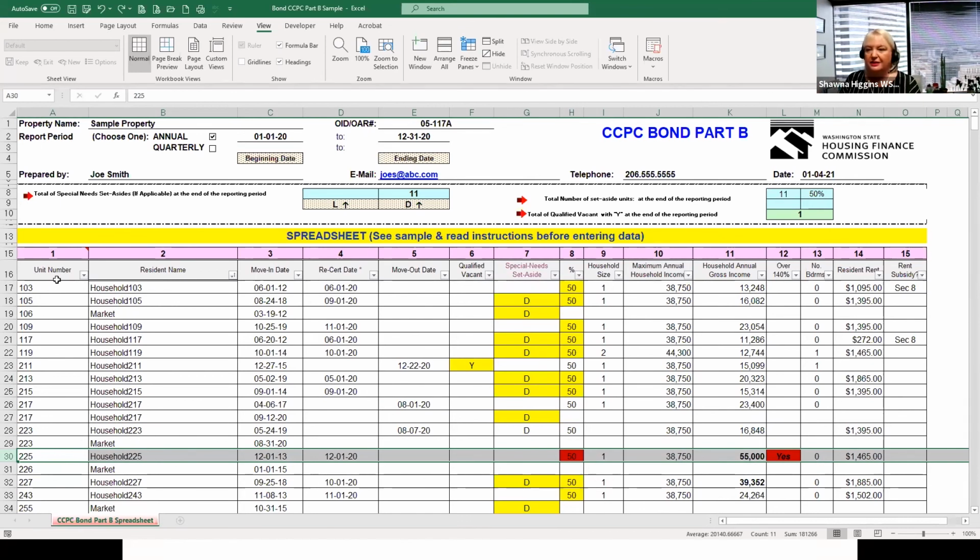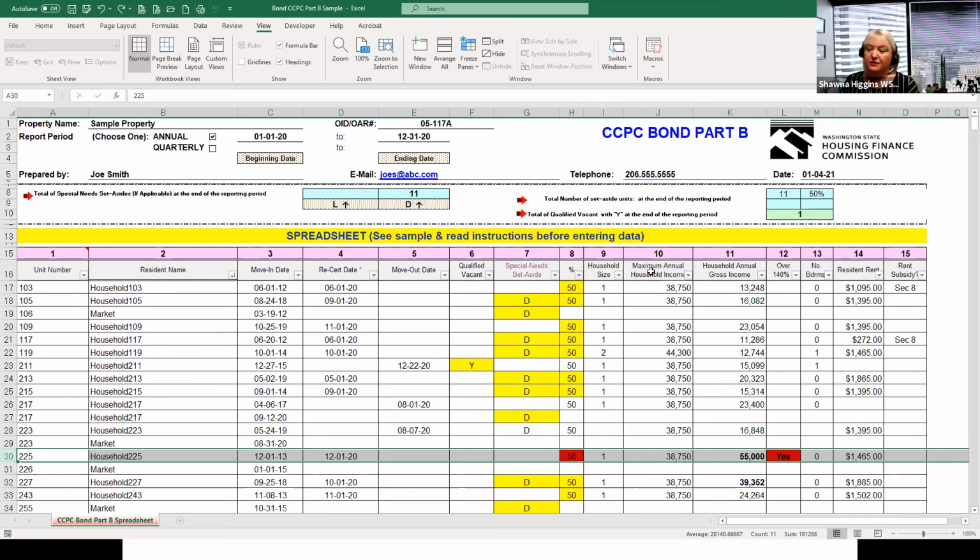So in this spreadsheet, it shows, I'm sorry, I didn't go over the very beginning. It shows the unit number, what the resident name is, their move-in date, their recert date, their move-out date. If the unit was a qualified vacant unit, if it met a special needs set aside, so this would be large family or disabled, what AMI percentage they are. If you have mixed, that would be mixed. Obviously, this is all just 50%. What household size they are, because you're going to need to know what size household it is to be able to figure out what their maximum income level is.